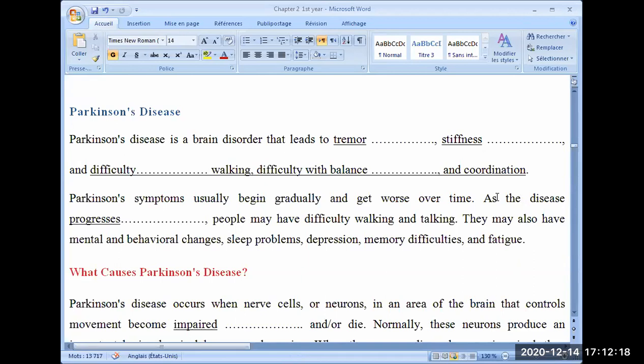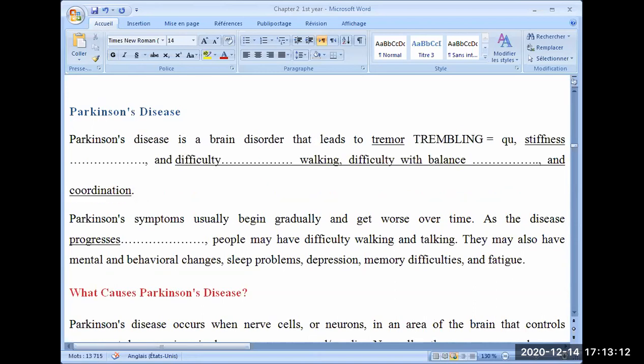Trembling, there is no e after b. Shivering can't be used here, because shivering is always caused by cold or by fear. When you shiver, you tremble, but trembling is nice. There is also the word quivering. You can use trembling or quivering, but not shivering.